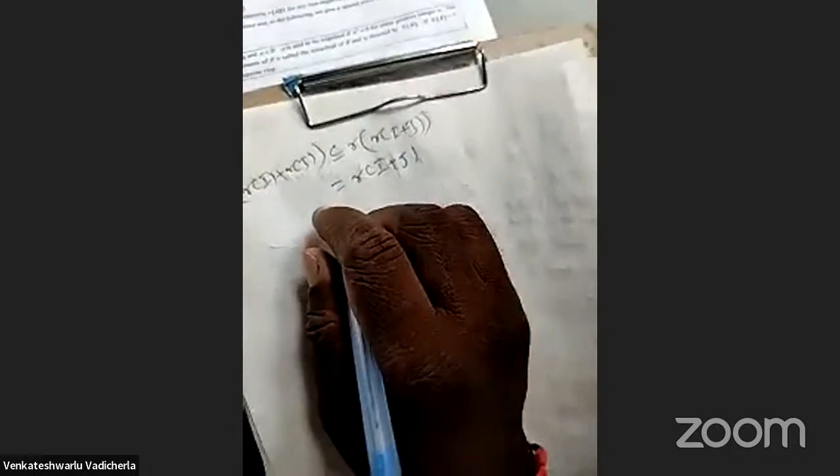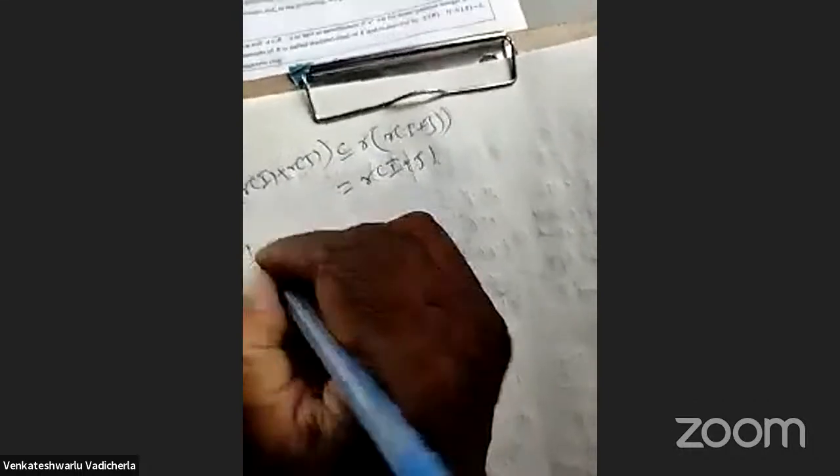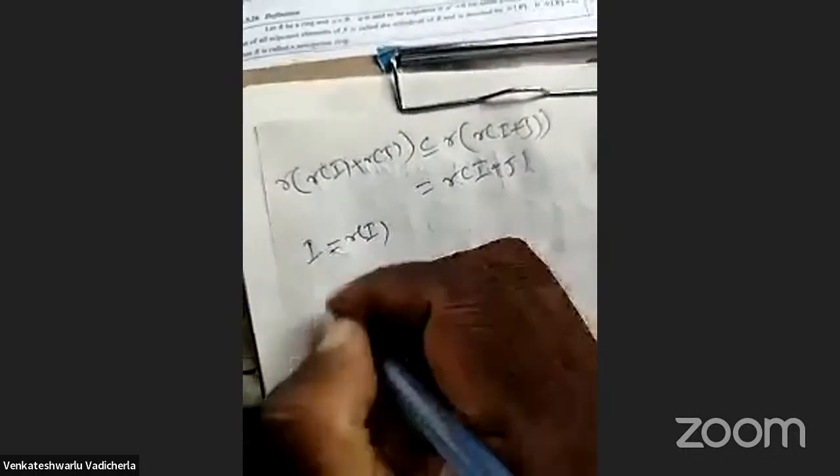So it is clear that the sum of R/I and R/J is a subset of or equal to R/(I plus J), so it is equal to R/(I plus J). This is closed. Now six is completed. Now I is prime, so I is equal to R/I.